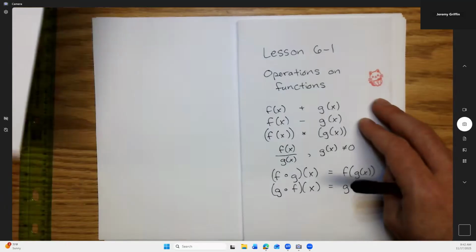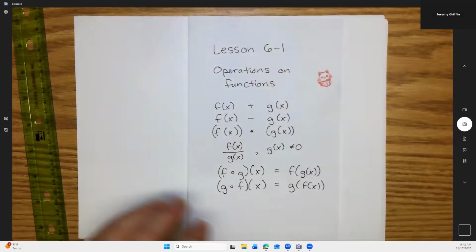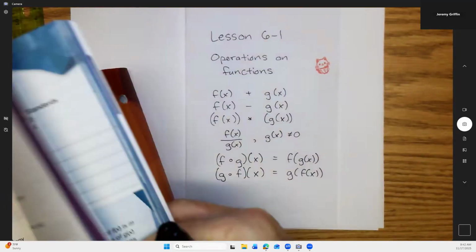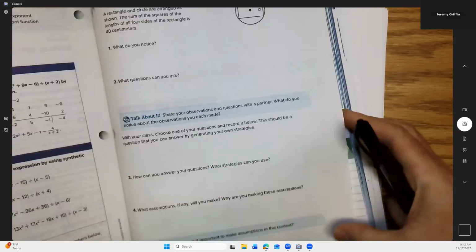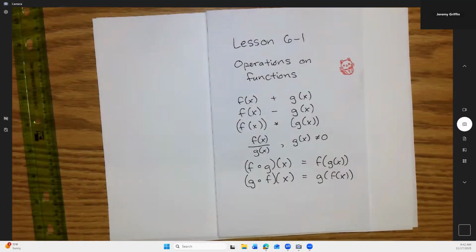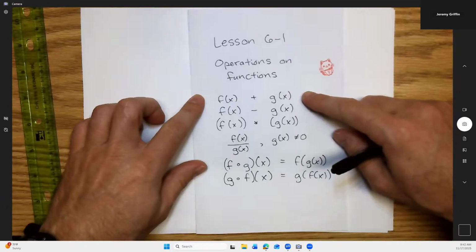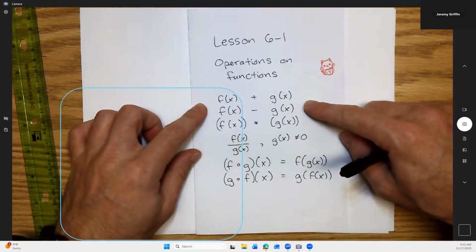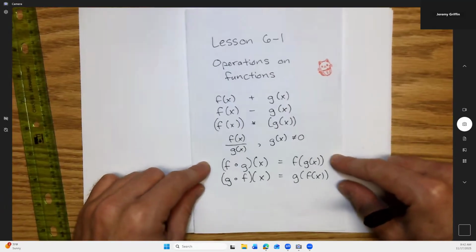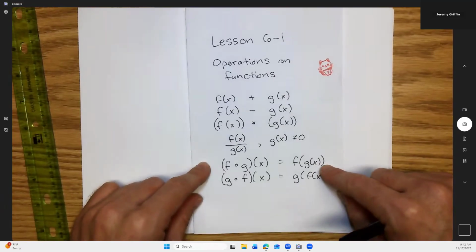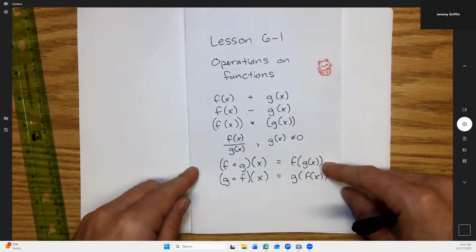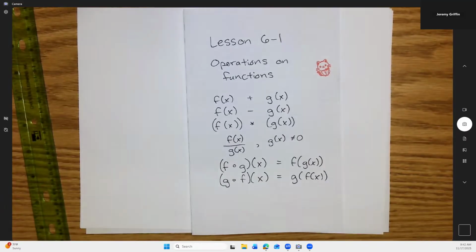So what's in 6.1? Operations of functions. The title of module 6 is inverse and radical functions. So 6.1, operations on functions. We're looking at function addition, subtraction, multiplication, and division. And then there are composite functions, where you take one function and feed it into another function. So you have f of g of x or g of f of x, right? Which could result in different values.